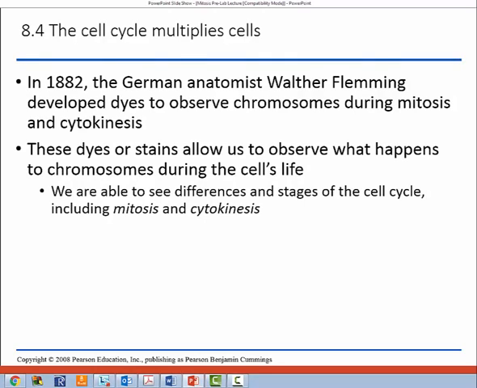In 1882, a German anatomist, Walther Flemming, actually developed the dyes so we can see the chromosomes in cells. Up until that point, we couldn't actually see chromosomes. So that was a very important development. He developed a dye or a stain that binds to the chromosomes and makes them visible. And that's when we could really start looking at the cell cycle and cell division. So we're able to see the differences in the different stages of the cell cycle.